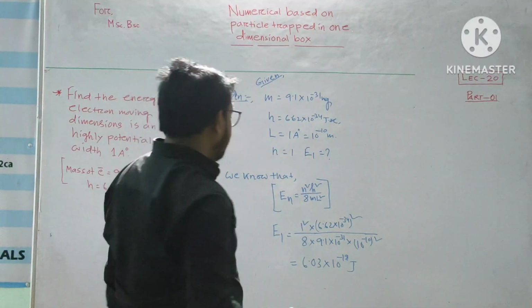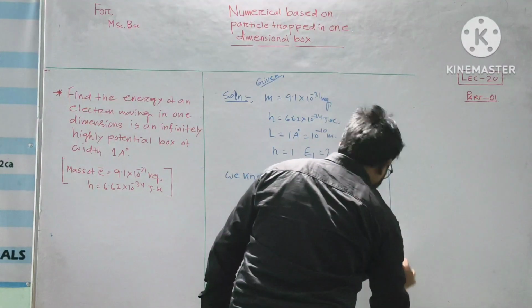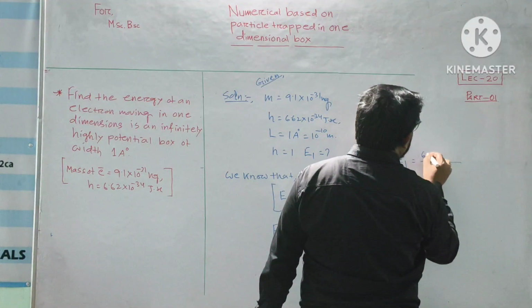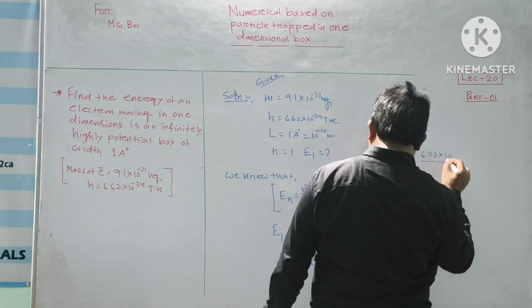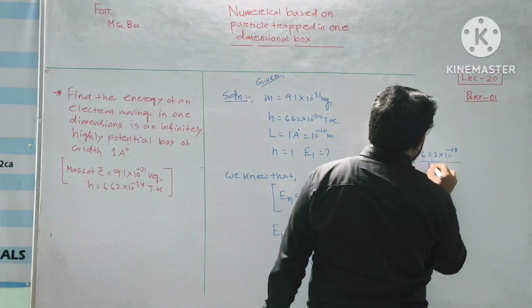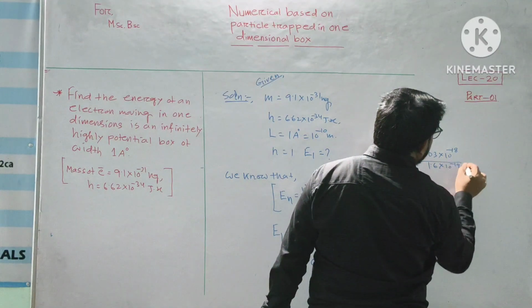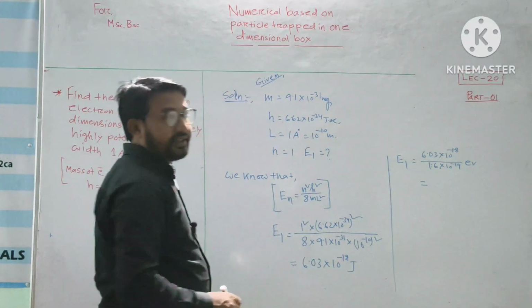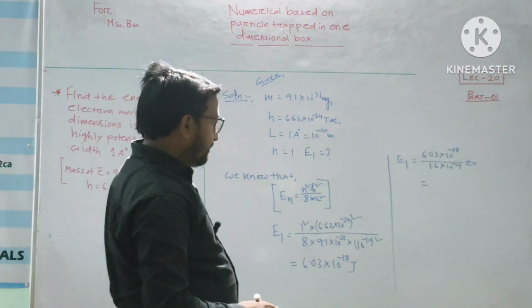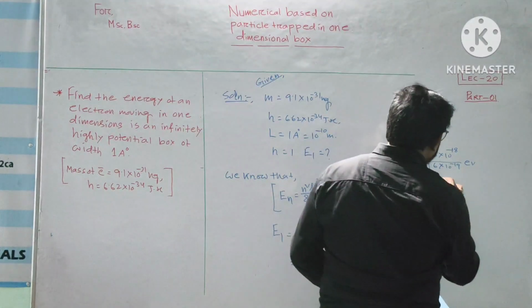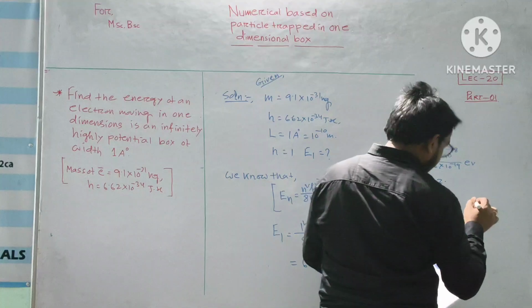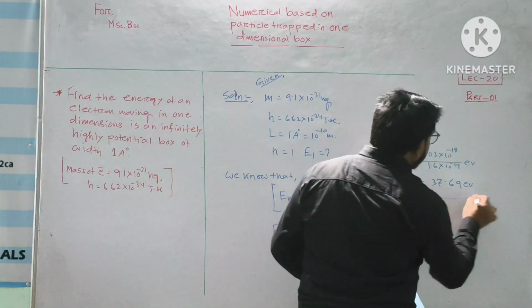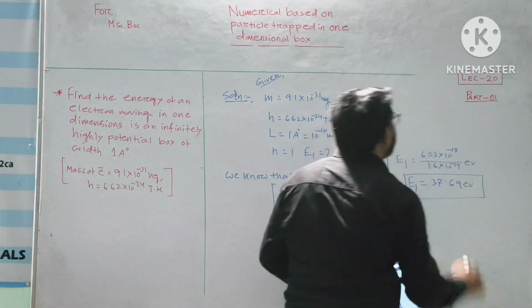This value we can convert into electron volt. So we can write E1 equals 6.03 into 10 to the power minus 18 divided by 1.6 into 10 to the power minus 19 electron volt, because we know that 1 electron volt equals 1.6 into 10 to the minus 19 joule. So after solving this part we get 37.69 electron volt. So this is our required energy corresponding to the ground state.